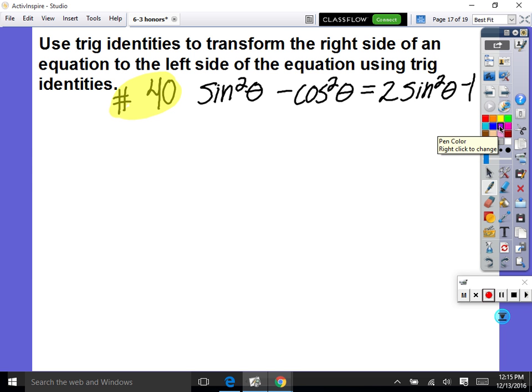Sine squared theta minus cosine squared theta equals 2 sine squared theta minus 1. This is problem 40 out of the book. Let's see if we can think of how we should go from here. Look at your trig identities. Isn't this number 40 in the book? No, that's not what's in the book, is it?